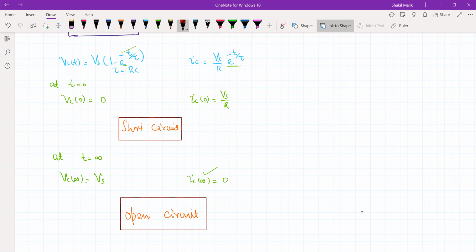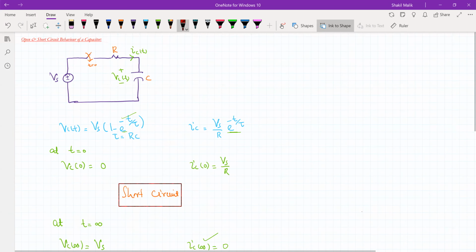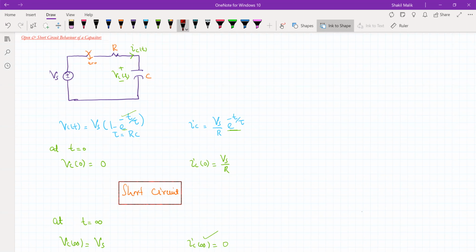Now, please pay attention to the next point. What does it mean? Does it open? Do these two plates separate? Does it mean that it opens? No. In other words, it is acquiring the final full value of the supply voltage, which means the capacitor is now fully charged. At this time, the capacitor is fully charged. And when it acquires that state, meaning the full value of the input, we say the capacitor is open now.